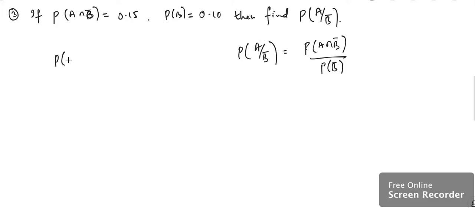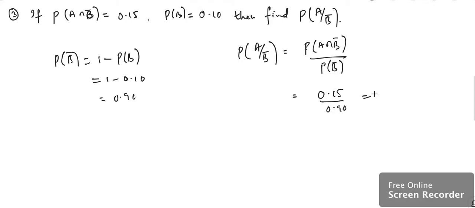Probability of not B is nothing but 1 minus probability of B. That means you have to subtract 0.10 from 1, which of course is 0.90. Just simply plug in over here. Probability of A and not B is given as 0.15 and 0.90. It means 15 over 90, and we know 15 times 6 is 90, so the answer is 1 over 6. If you want, you can convert that to decimal.